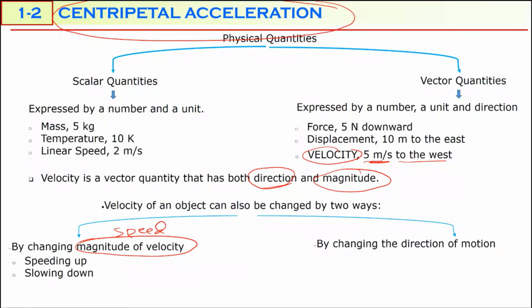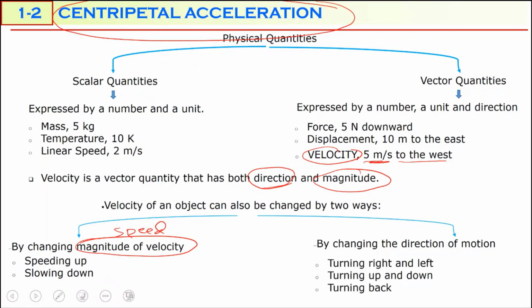So when an object is moving to the right, you change it to the left. When it is moving straight, you make it right. When it's moving down, make it up. So you can change the direction in many ways, and we will learn about them in this section. You can turn right or left, up and down, and turn back. All these define the change in direction of motion.